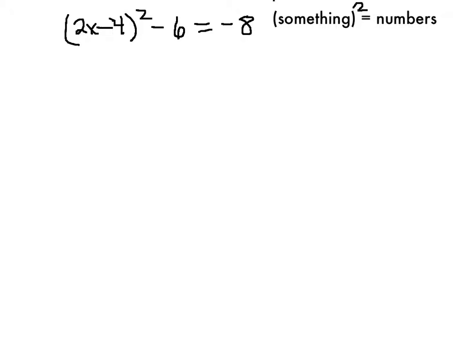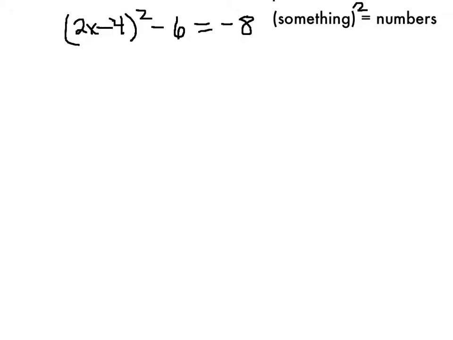What I mean by that is we need to have a quantity or a variable, some grouping, and the only thing on the left-hand side is being raised to a power of 2. And the only thing on the right-hand side are numbers. We don't have any variables, so we can't have x's on both sides and expect to use the square root property and have this work out.